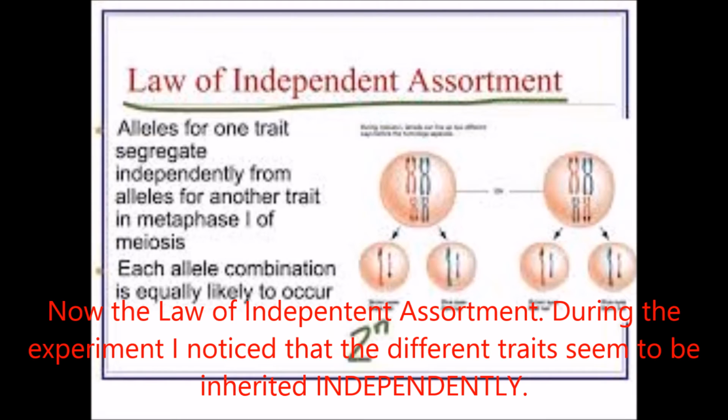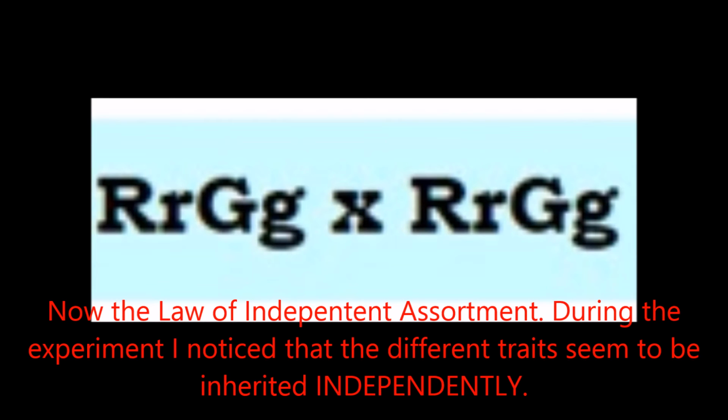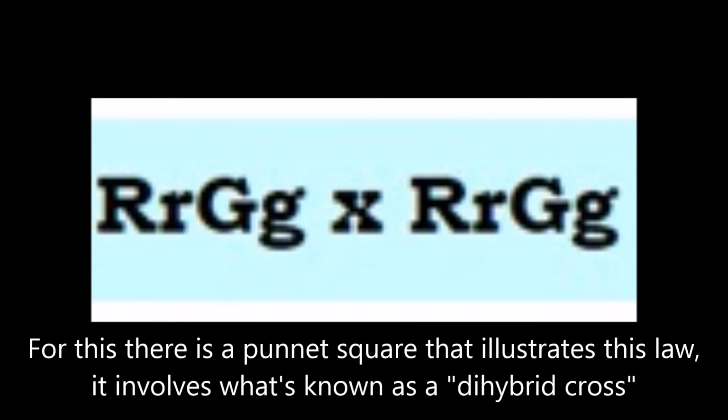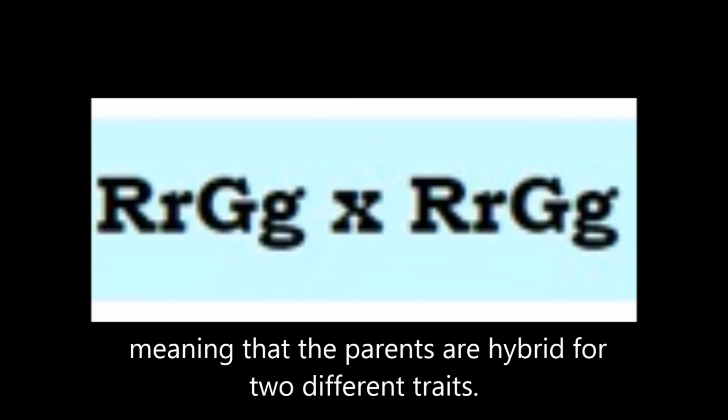Now the law of independent assortment. During the experiment, I noticed that the different traits seem to be inherited independently. For this, there is a Punnett square that illustrates this law. It involves what is known as a dihybrid cross, meaning that the parents are hybrid for 2 different traits.